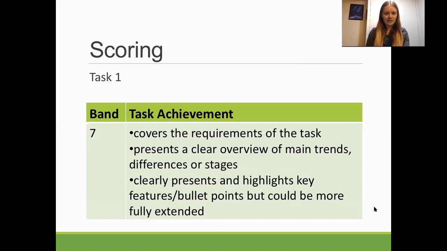For a score of 7, you would be covering the requirements of the task, but they don't say fully, but you are covering them. Then it presents a clear overview of main trends, differences, or stages. So you do have that overview. And then it clearly presents and highlights key features or bullet points, but could be more fully extended. So you're covering everything somewhat adequately, but you could be doing everything more clearly and more fully.